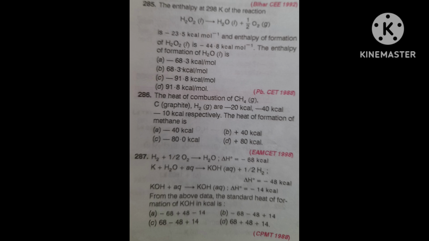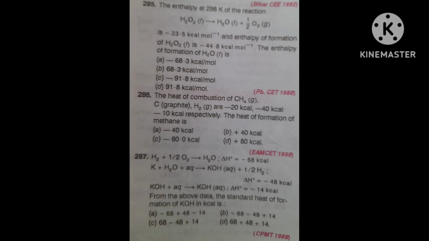You have to write 3 reactions, only then you can solve it. Second, C plus O2 gives CO2. This value is also given, delta H is equal to minus 40 kilocalorie. Okay. Third reaction, its value is also given: H2 plus half O2 gives H2O, delta H value is equal to minus 10 kilocalorie. These values are given in the question.